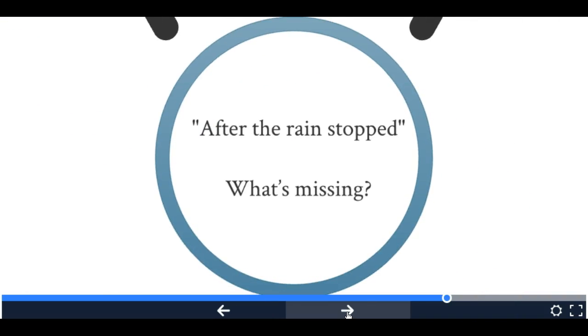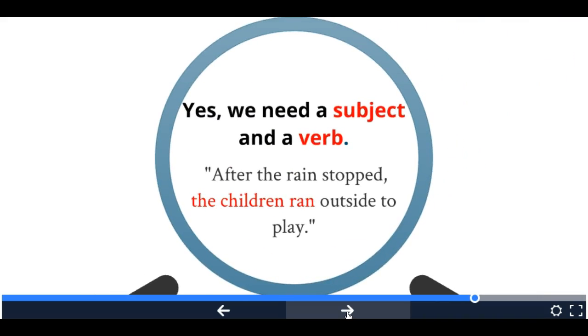After the rain stopped. What's missing? Your subject or your verb? This one, kind of both. After the rain stopped, what? After the rain stopped, the children ran outside to play. After the rain stopped, it flooded. After the rain stopped, the sun came out. You need something doing something. Anytime you have a word like after or during or while, you're probably going to have a whole subject and verb later in the sentence for it to make sense.